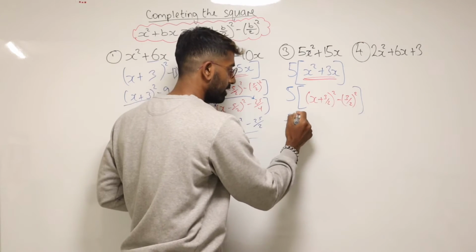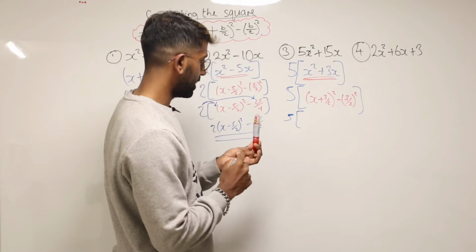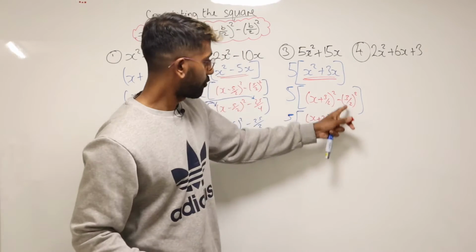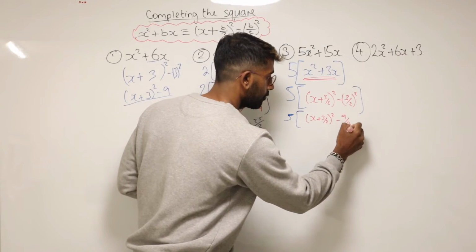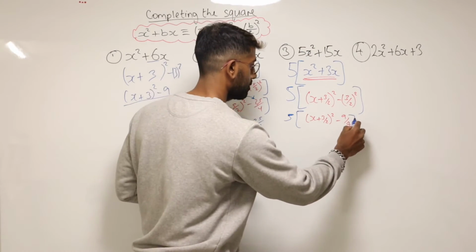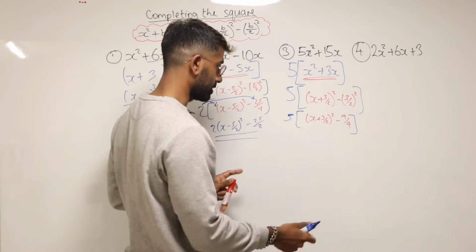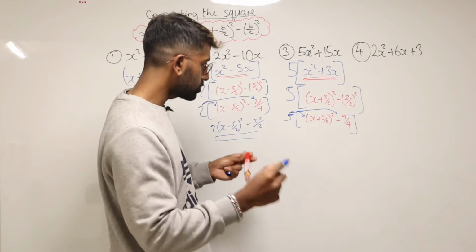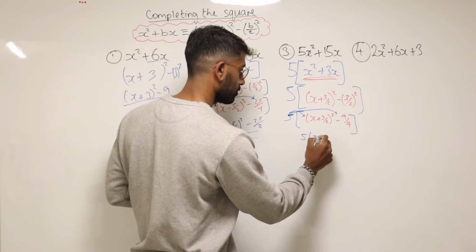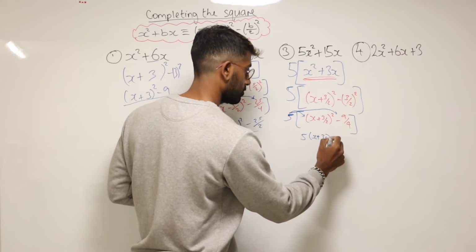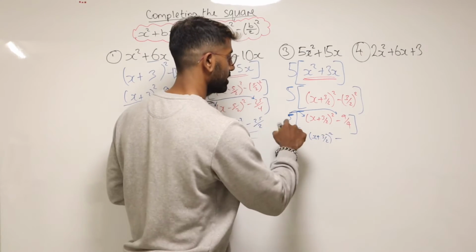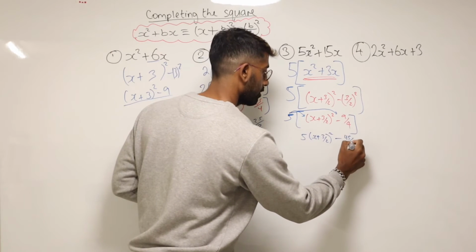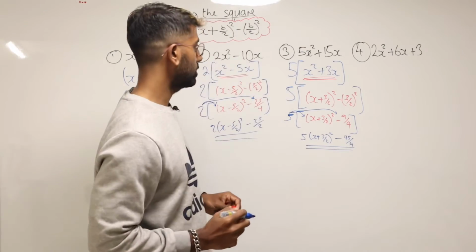Neaten this up now, so we've got 5, open that big bracket, and we'll have x plus 3 over 2 squared, and then take away 3 over 2 squared, which is 9 over 4. And then we close that off again. And the final step now is open up this. The way we do that is times through by the 5, there and there. So that's going to leave us with 5 lots of x plus 3 over 2 squared. Take away, and then 5 times 9 over 4 is going to give us 45 over 4. There we go. That's that one there.